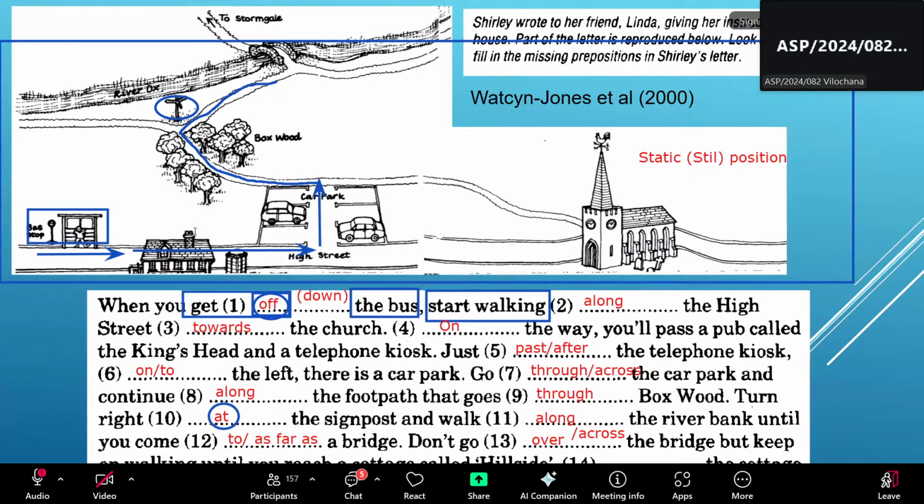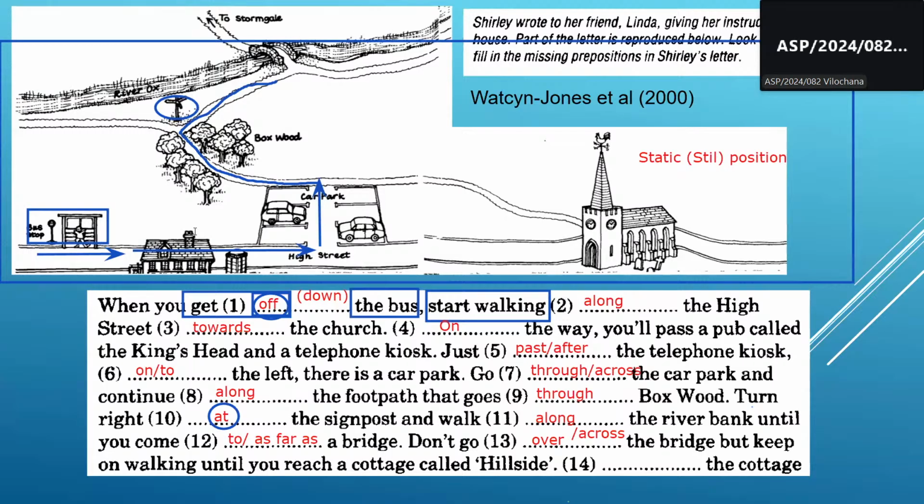When you get off the bus, start walking along the high street towards the church. On the way, you will pass a pub called King's Head and the telephone kiosk. Just after the telephone kiosk, on the left, there is a car park. Go through the car park and continue along the footpath that goes through Boxwood. Turn right at the signpost and walk along the river bank until you come to a bridge. Don't go over the bridge, but keep on walking until you reach a cottage called Hillside.